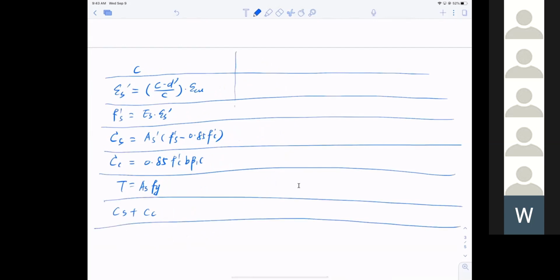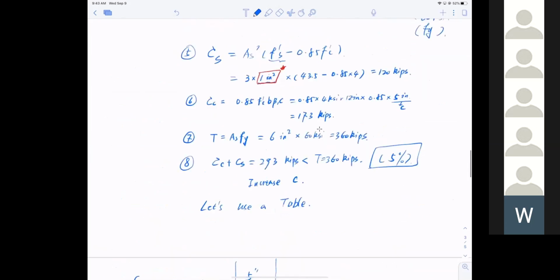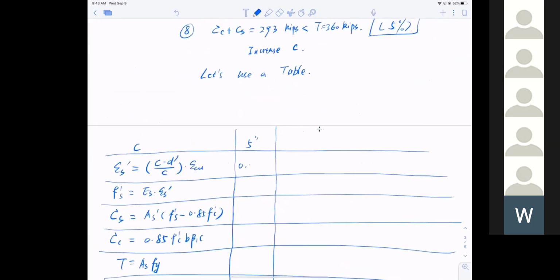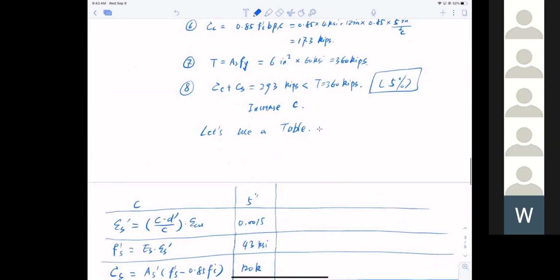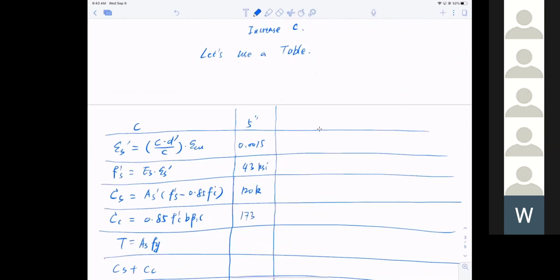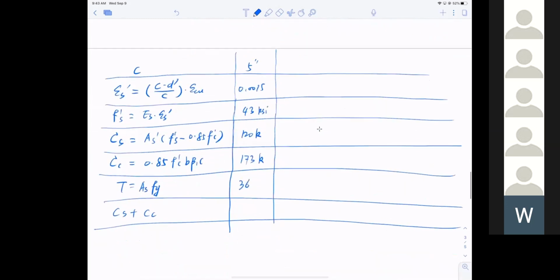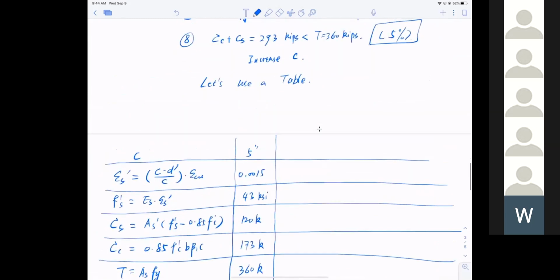So I started filling in the numbers. We just tried 5 inches, so I'm going to list the 5-inch number here, and apparently 5 inch does not work. I can write down this is 0.0015 strain and 43 ksi. What is my CS here? CS is 120 kips. CC is 173 kips. So the tension is 360, and I come up short. My compression is only 293.